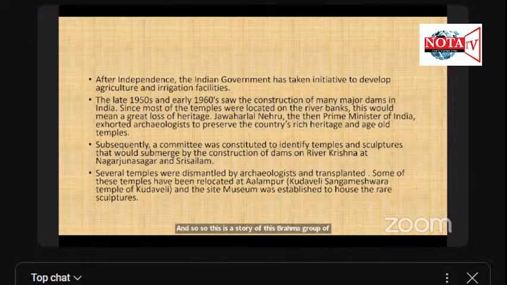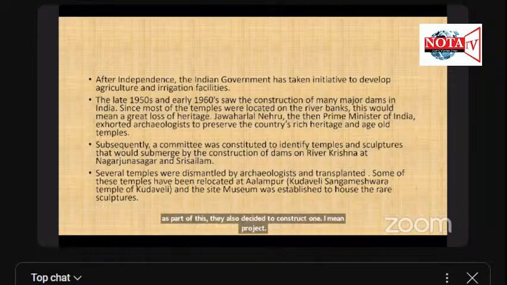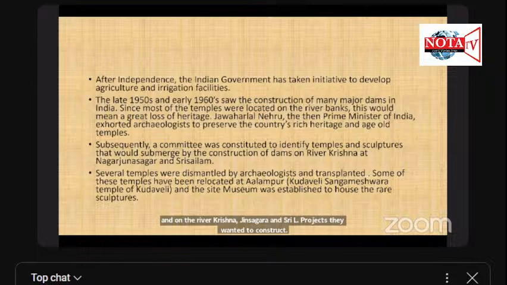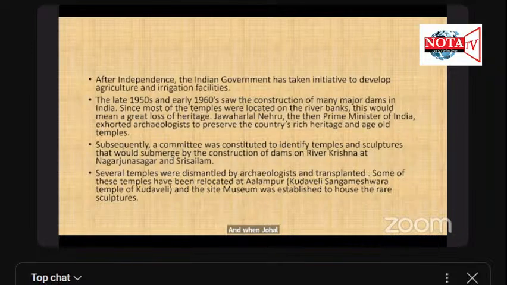And next, after independence, what happened? The Indian government wanted to develop irrigational projects. So as part of this, they also decided to construct the Srisailam project. On the river Krishna, they wanted to construct the Nagarjuna Sagar and Srisailam projects. And when Jawaharlal Nehru visited these places, he found most of these temples on the confluence of these rivers. So he suggested that these temples should be transplanted.